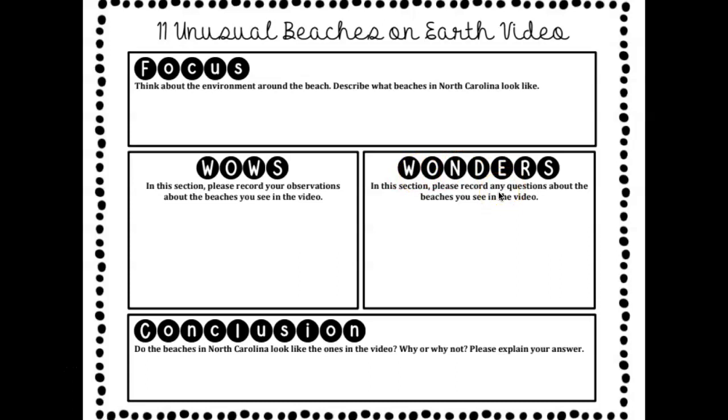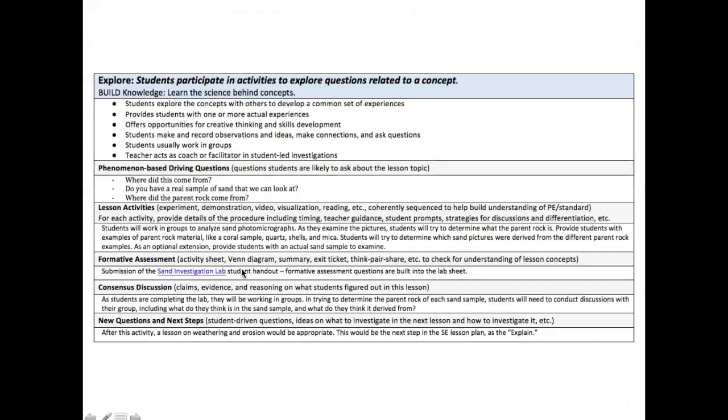After we watch the video, students will do this conclusion, which focuses on whether the beaches in the video look similar to North Carolina or not, and what kind of reasoning might be behind that. After we complete this whole sheet, students will, in small groups, share out one wow and one wonder from the video and from their sheet, and then they can attempt to answer each other's questions. That gives them a little bit of peer feedback.